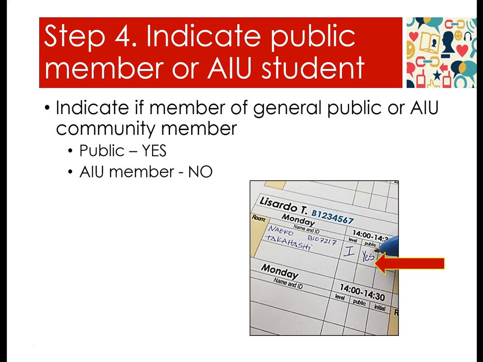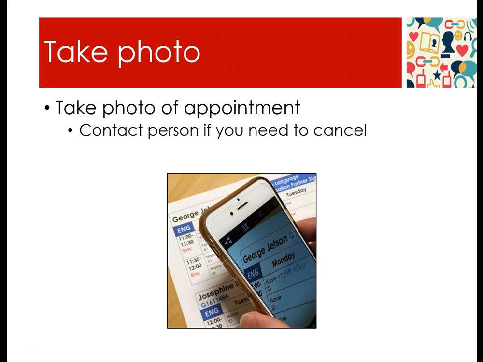Indicate if you're a member of the general public. If you're a member of the general public, please write down yes. If you're a member of the AIU community, if you're a teacher, a student, or staff member, you can write no or simply leave this box blank. This is very important. Take a photo of the appointment with the name and the ID of the person you want to meet. If you need to cancel the appointment, use this information.